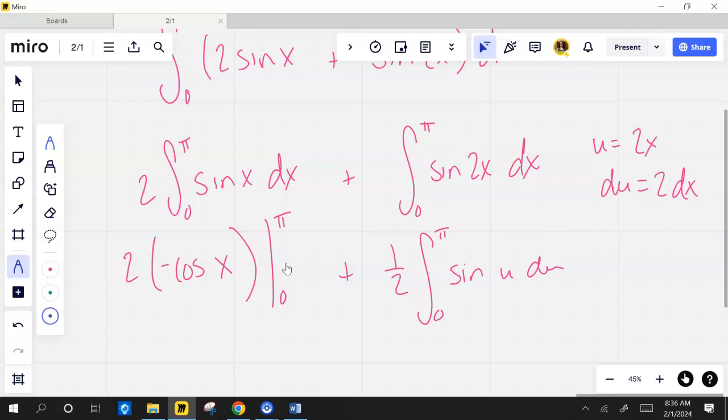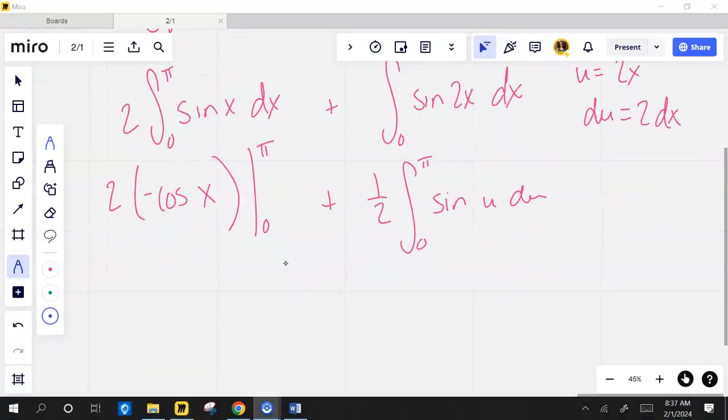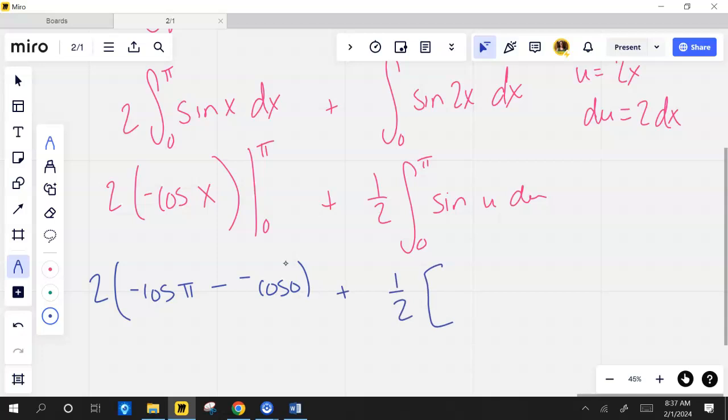All right, so this one's easy, right? Negative cosine of pi minus negative cosine of 0 plus 1/2 antiderivative of sine, negative cosine. But I do have to adjust my bounds here because remember I got a u in here. So I'm just doubling all.